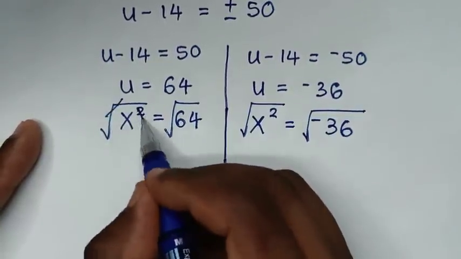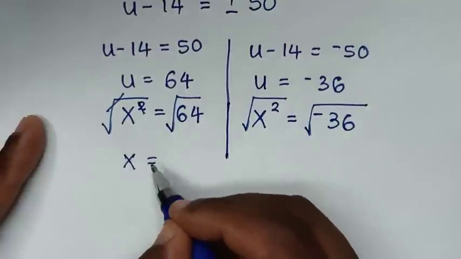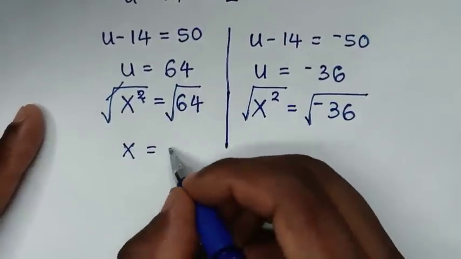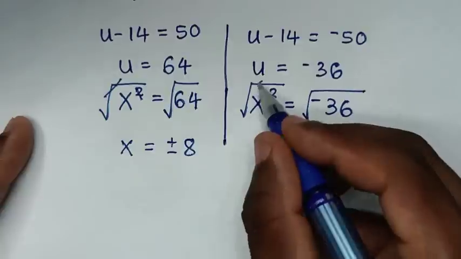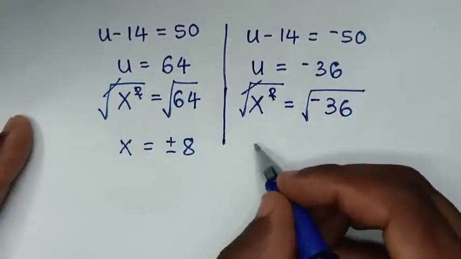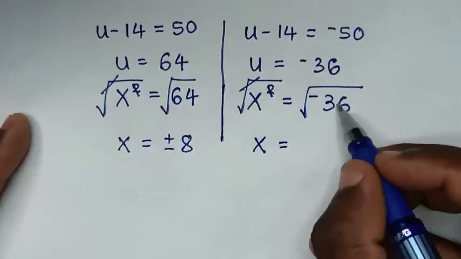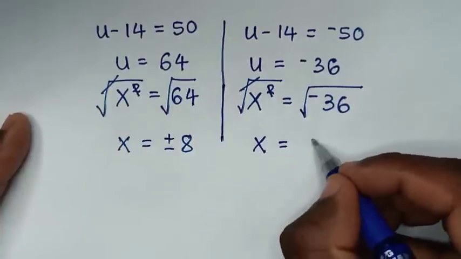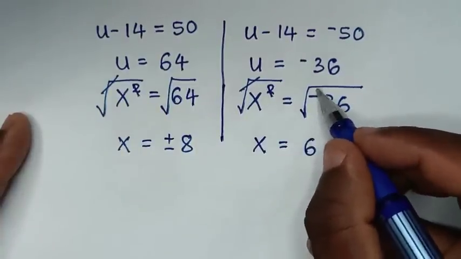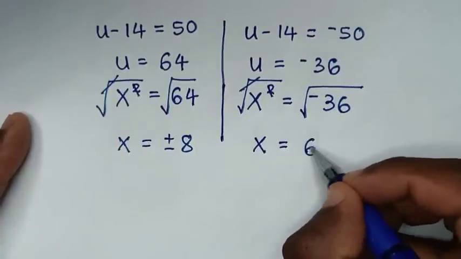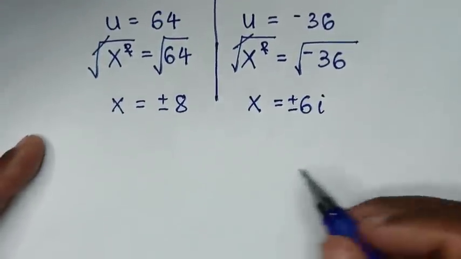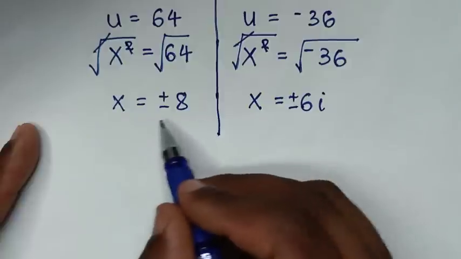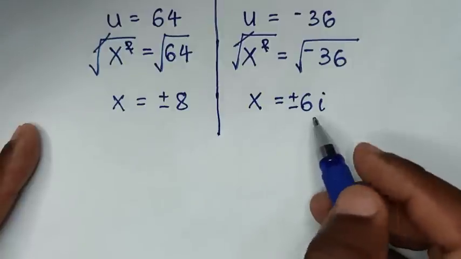Then we'll apply square root here and here. So this square root will cancel the square, then it will be x is equal to square root of 64, it is plus or minus 8. Then this square root will cancel the square, then it will be x is equal to square root of 36, it is 6, square root of negative 1, it is i. So here it is plus or minus. Now from here we get the values of x.